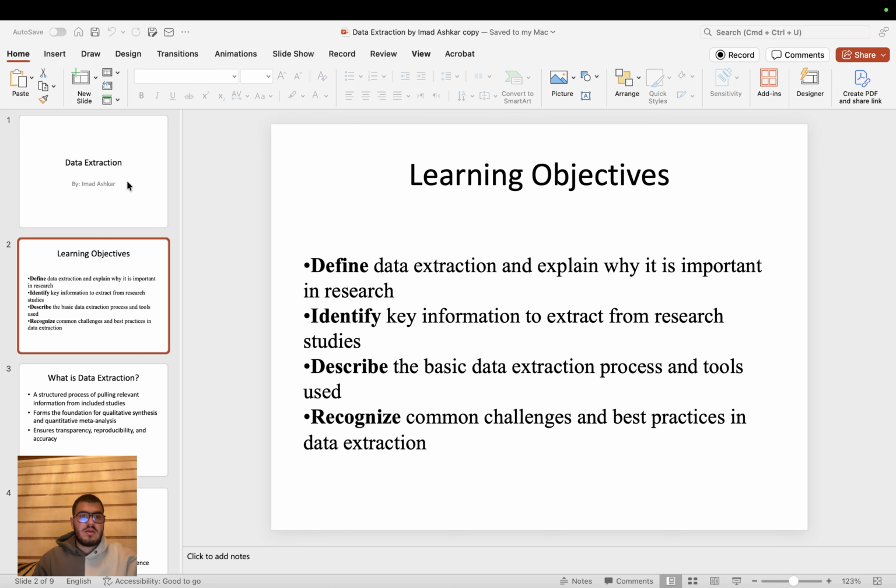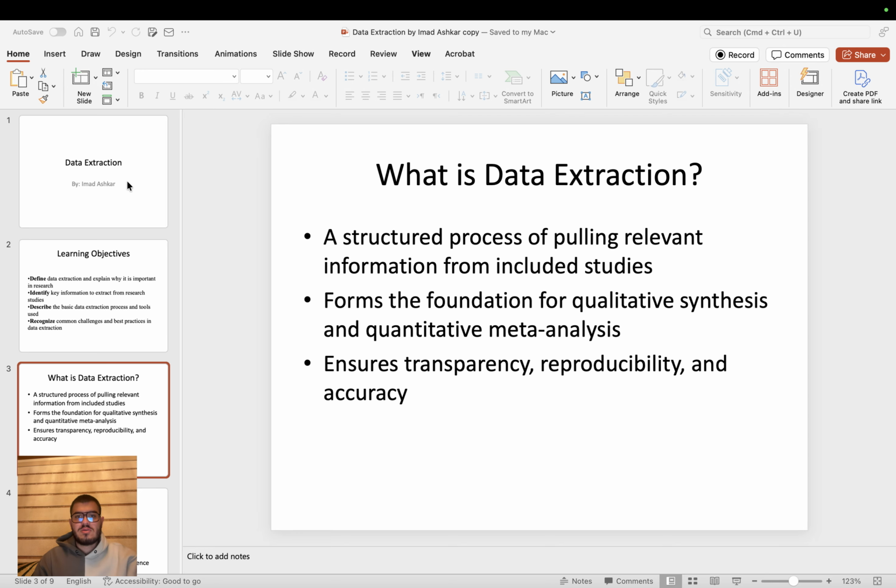Now the learning objectives of this lecture are basically, first of all, to define data extraction and explain why it is important in research. Second of all, identify key information to extract from research studies. Third of all, describe the basic data extraction process and tools used, and finally, recognize common challenges and best practices in data extraction. So, first of all, what is data extraction?